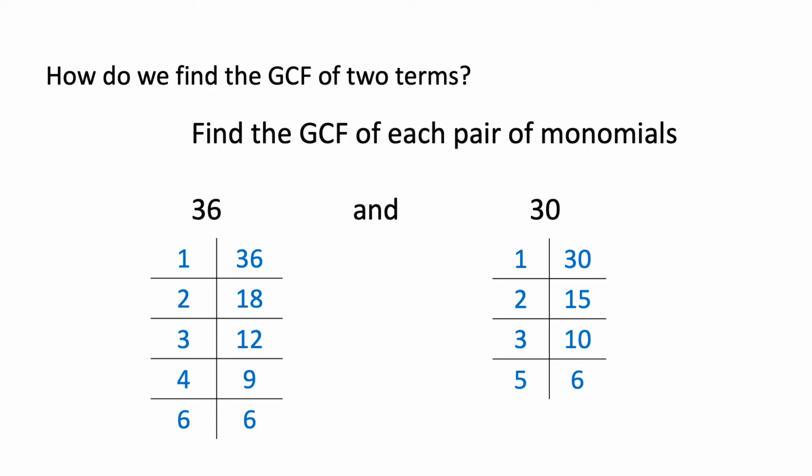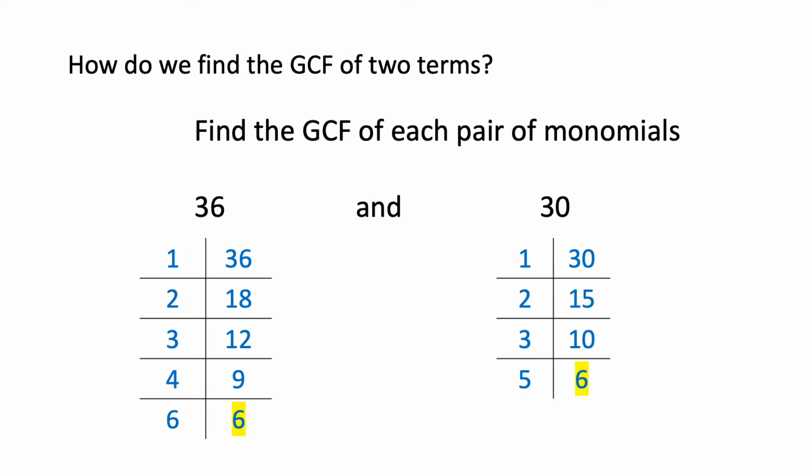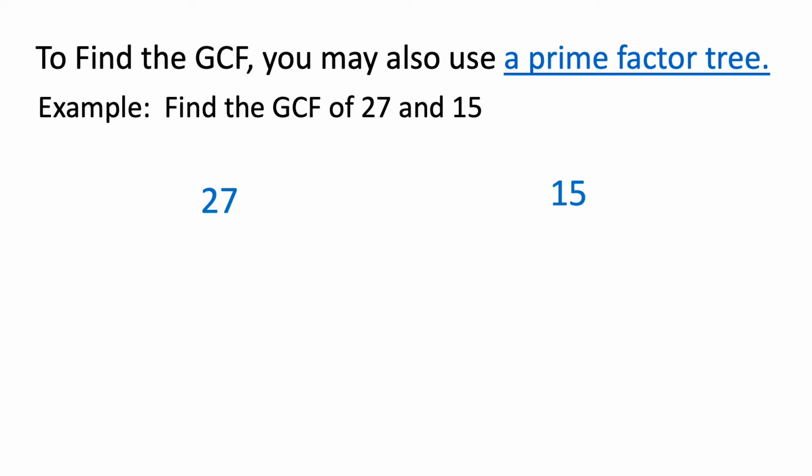30 can be made with 1 group of 30, 2 groups of 15, 3 groups of 10, or 5 groups of 6. Now we look at our factors to determine which one is the greatest common factor. Notice that the one they have in common, and it's the largest one they have in common, is the number 6. So the greatest common factor of 36 and 30 would be 6.